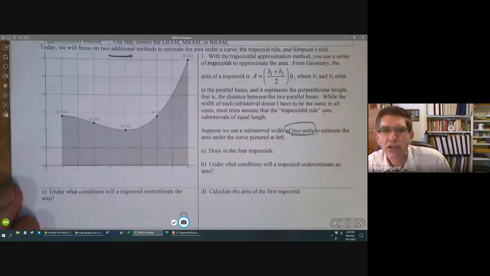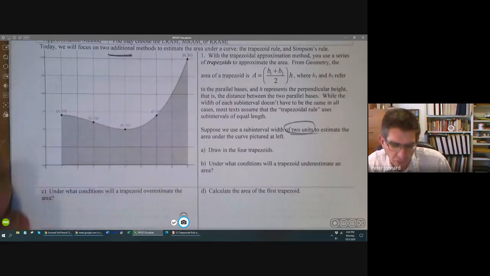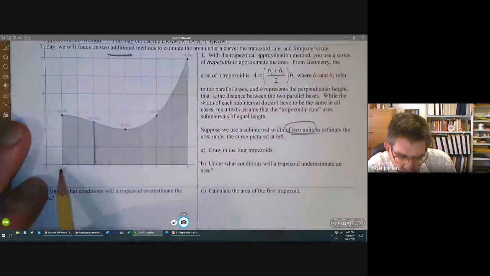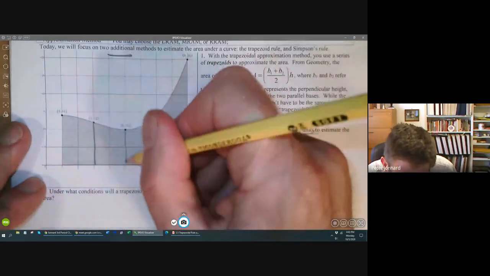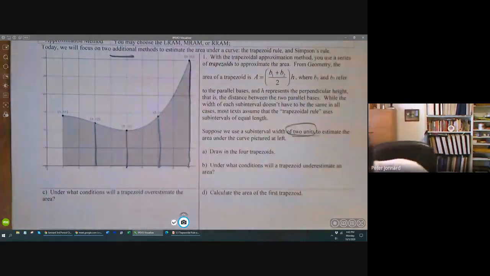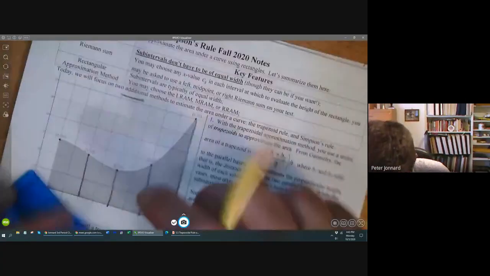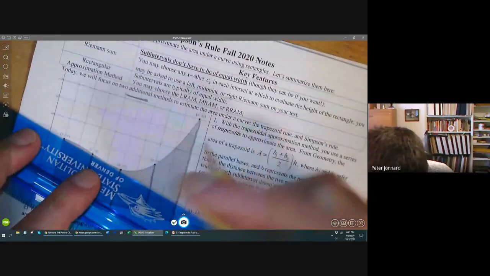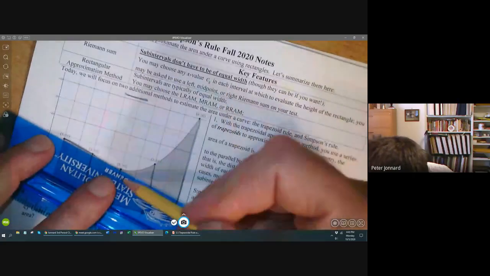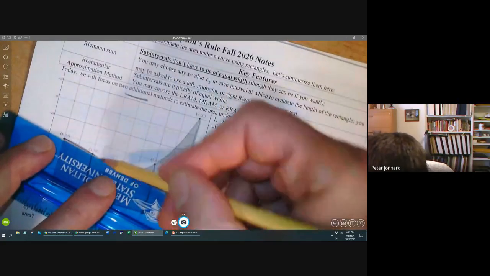To estimate the area under the curve pictured at left, draw in the 4 trapezoids. So basically, the first trapezoid goes here. This goes from 1 to 3. The next trapezoid is going to go here, here, and here. And then as I draw these in, basically you can see what's going on here. This is pretty darn close to the actual area of this thing.